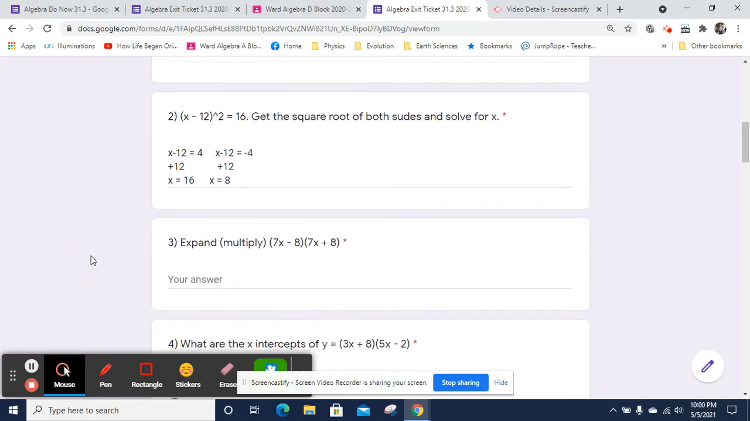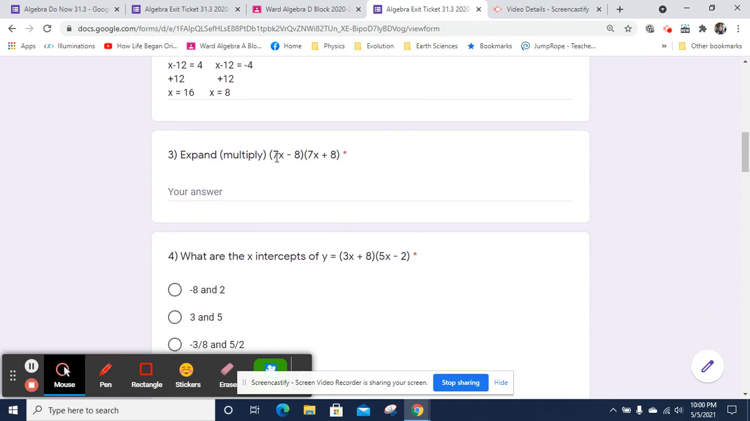Now let's expand, or multiply, this one. So 7x minus 8 and 7x plus 8. This is a difference of squares setup, so you can do this really easily. We're just going to square 7x, and we're going to square 8, and we're going to get the difference of those. So that's going to be 49x squared minus 64, because that's what 8 times 8 is.